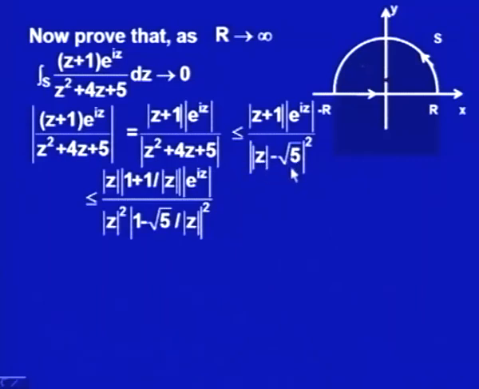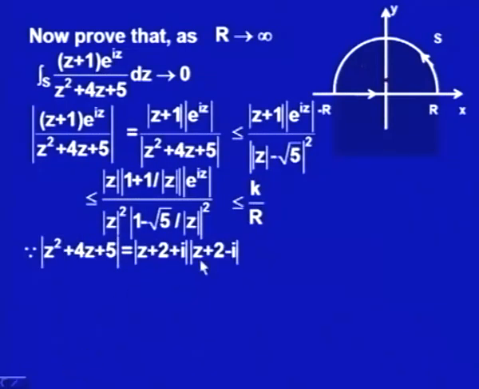Now, since mod z is greater than r, this is bounded by some constant. And here, since mod z is greater than r, we are getting 1 upon mod z, so this should be less than 1 upon r, and e to the power iz, if I treat it as 1, I would get the bound as k upon r. Again we have got the bound as k upon r for the function f z.